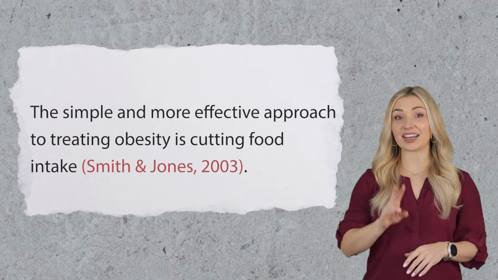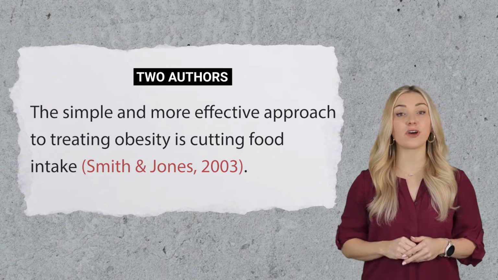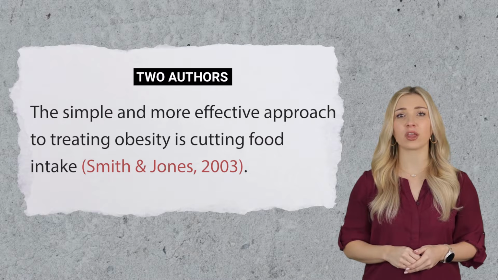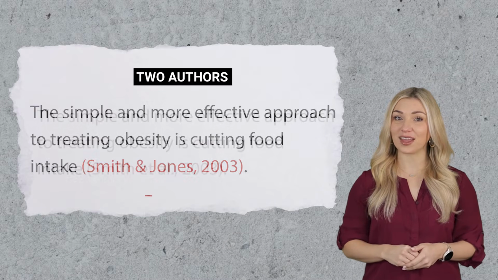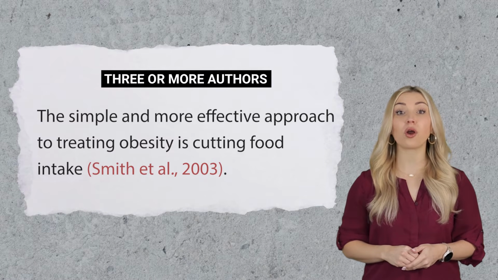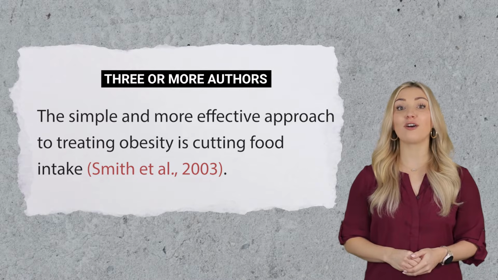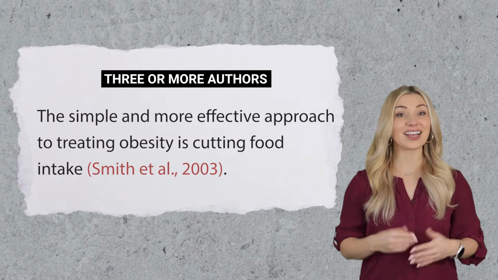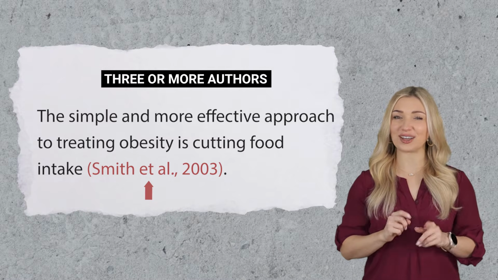If the source has two authors, you can include both authors' surnames followed by the year of publication. For example, Smith and Jones, 2003. If the source has three or more authors, you must include the surname of the first author followed by et al., which means and others. For example, Smith et al., 2003.